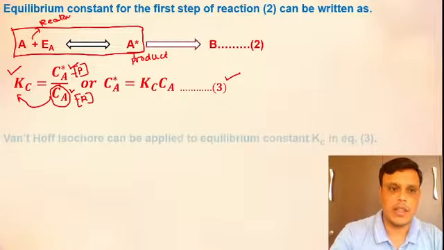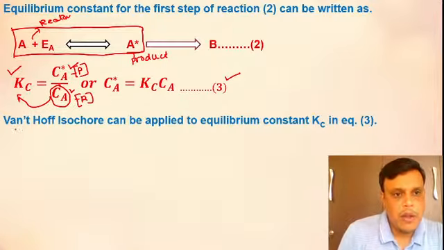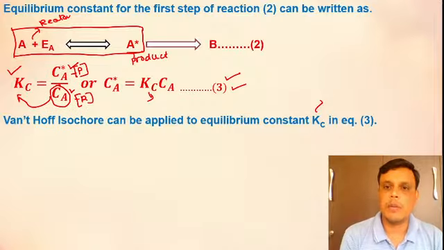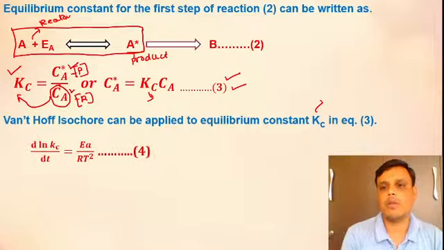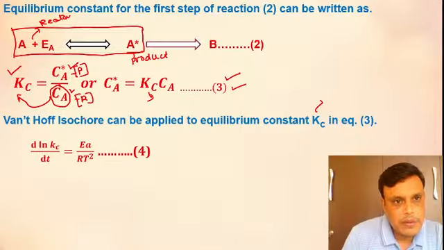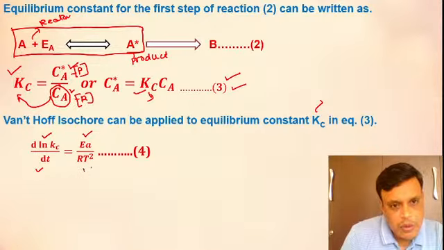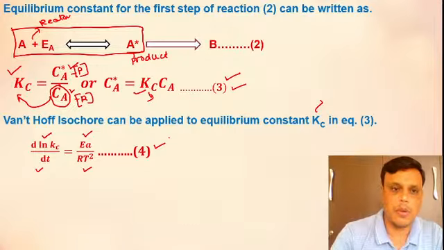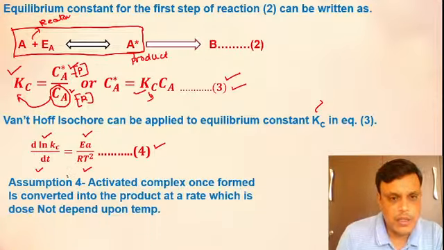This is our equation number 3. Now we will apply the van't Hoff isochore to the equilibrium constant Kc from equation number 3, and after applying it you will get d ln Kc by dT equals Ea by RT square. This is our equation number 4. Okay. Now assumption number 4. Now what is the last assumption?